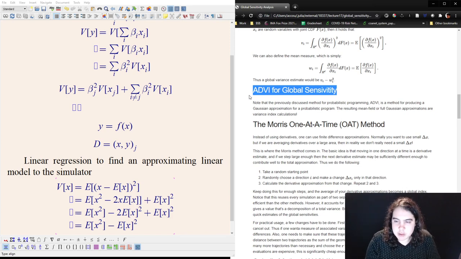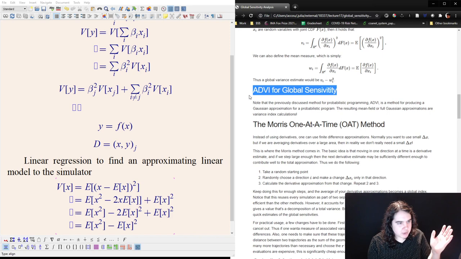So one of the nice ones is the Morris one-at-a-time method. So instead of using derivatives, what you can do is use a finite difference approximation. And now, normally we say that we don't want to use finite difference approximations because when taking a derivative, you have to take delta x very small, or else you're not in the limit and you don't have the local sensitivity. And when you take delta x very small, then you have numerical issues that show up.